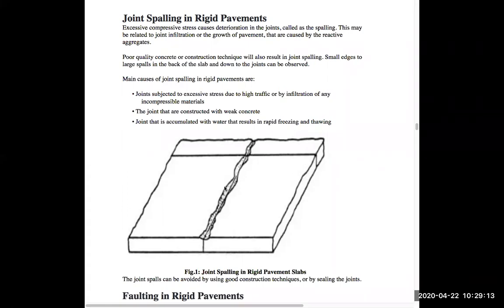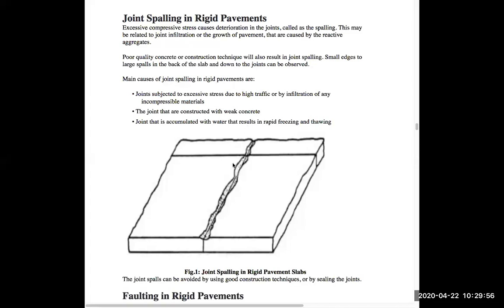Okay, and why is it caused? It is because of joint infiltration or growth of the pavement. Now, what is growth of the pavement? These slabs may be subjected to variation in the temperature. Because of that they move apart and compressive stress is caused. So that's why the breakage of the joints may occur, or it may be because of a construction fault or because of weak concrete. Compressive stress is caused by variation in the temperature and because of high traffic.